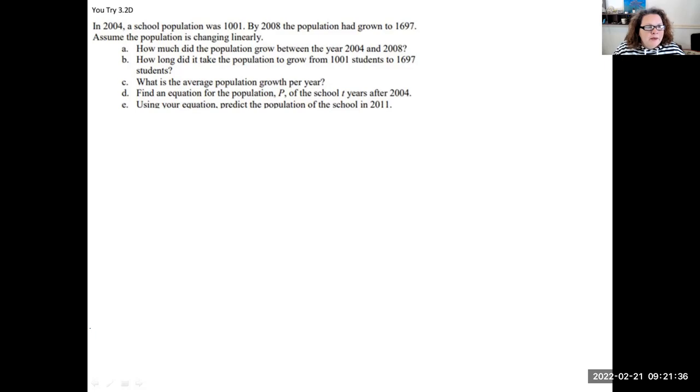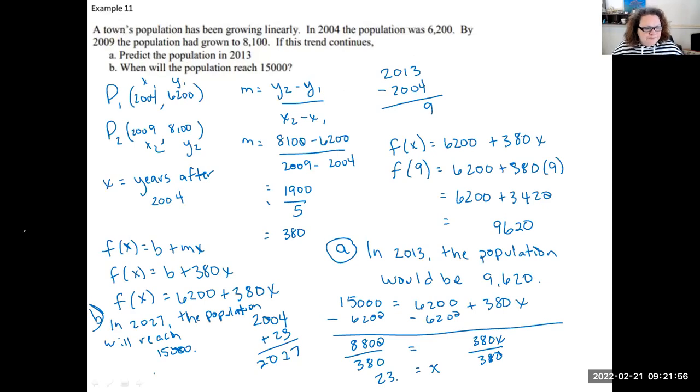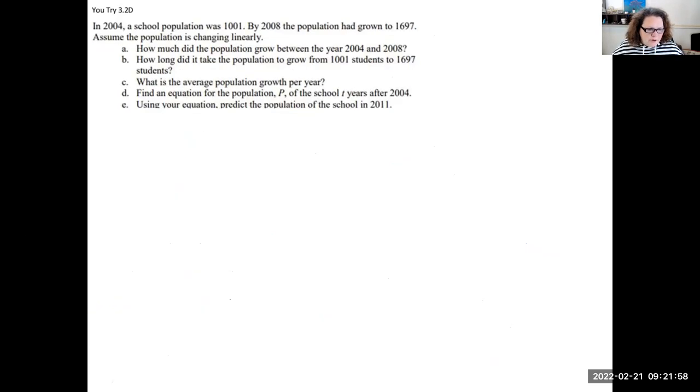Okay. In 2004, a school population was 1,001. By 2008, the population had grown to 1,697. Assume that the population is changing linearly. All right, and then we're going to start answering some questions. So let's get a point in here. Actually, we've got 2 points here. So point 1 and point 2.